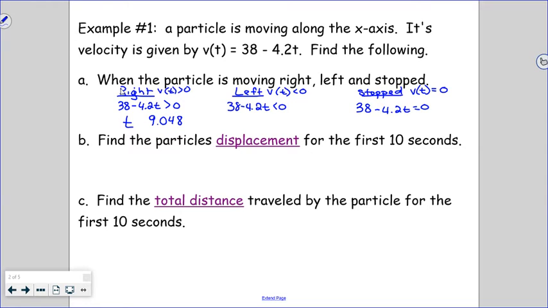Something that is frequently forgotten because we get going so quickly through things and we know the motions and we try to skip steps here, but we divide by a negative in this inequality, right? And when you divide by a negative in an inequality, you must flip the sign. So we are moving right when time is less than 9.048. On this other side, it's the same number, so 9.048, and it's going to be moving left when time is greater than 9.048, and would be stopped, obviously, at that moment of 9.048.